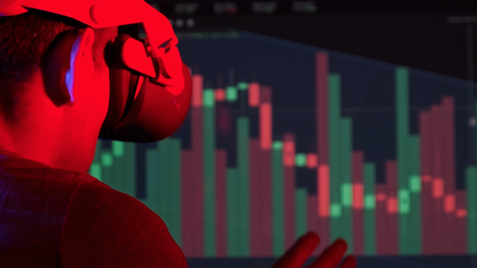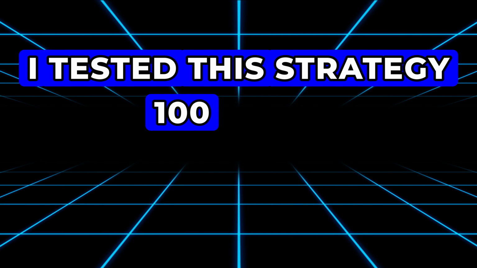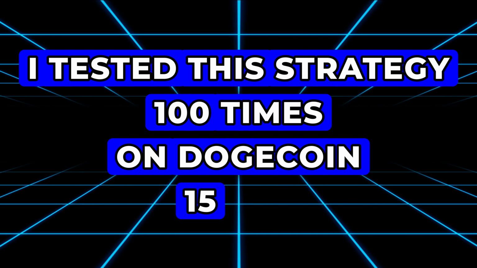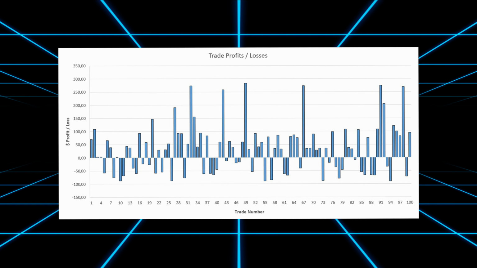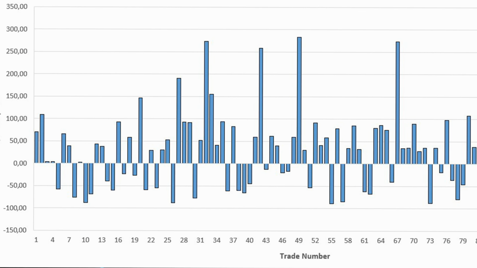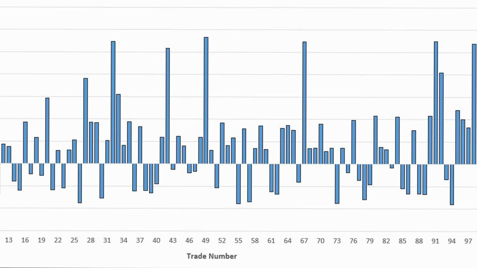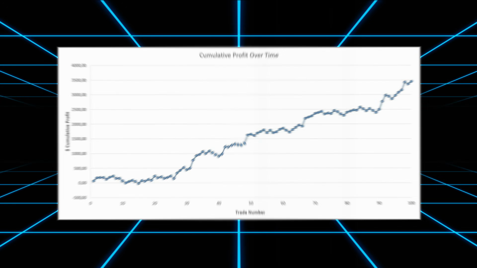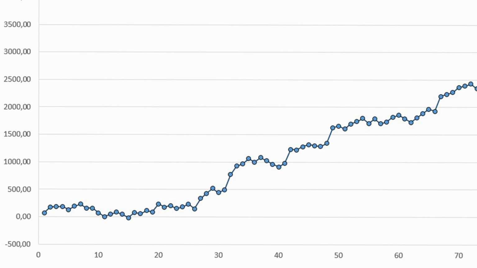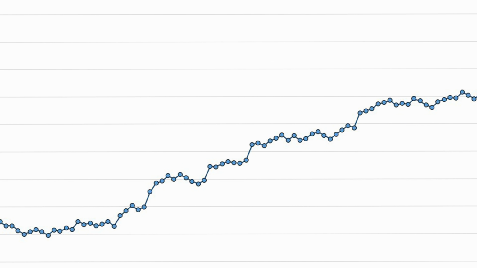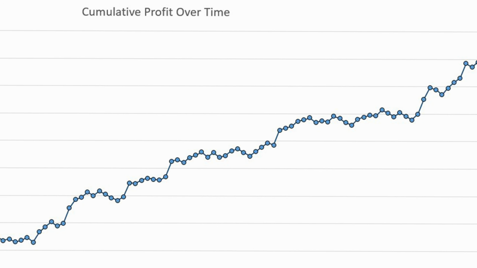And now it's time to deliver on that promise. I've tested this strategy 100 times manually on the Doge 15 minutes chart, and here are the results. I started with a $1,000 account balance. I use 10% of my account per trade, adjusting as my balance changes with each win or loss. For example, if I profit $100 on a trade, my new balance becomes $1,100, and I use 10% of this updated balance for the next trade.